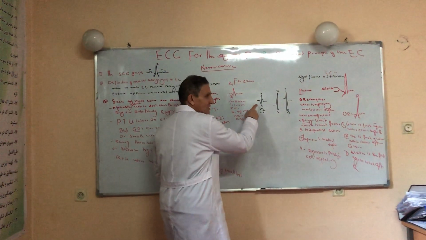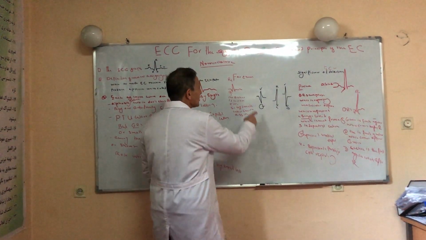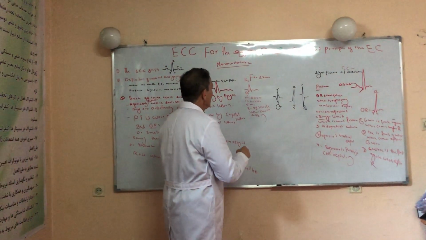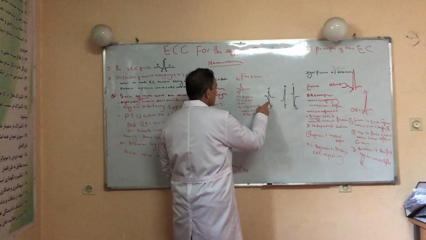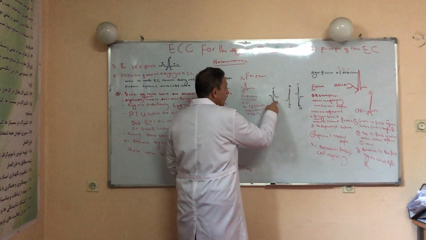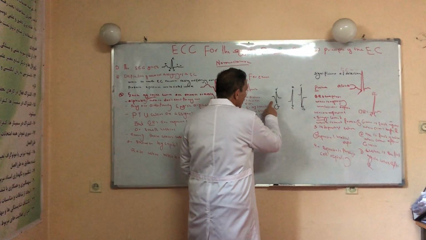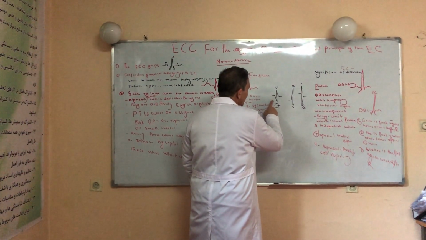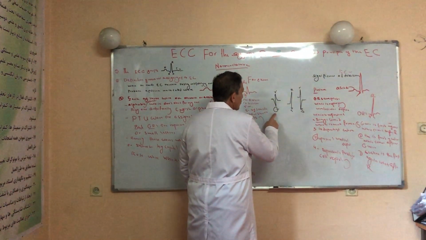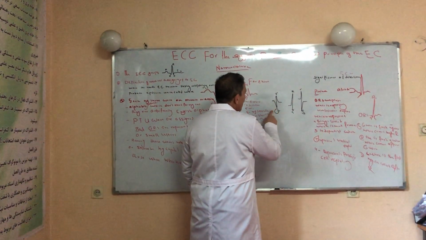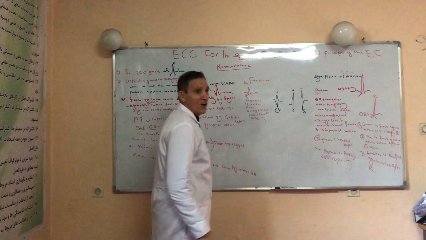Now we come to the next topic. In this QRS complex, the Q wave is larger, but the R wave is smaller. So the large wave, the Q wave, should be assigned by capital letter, and the smaller wave should be shown by small r.